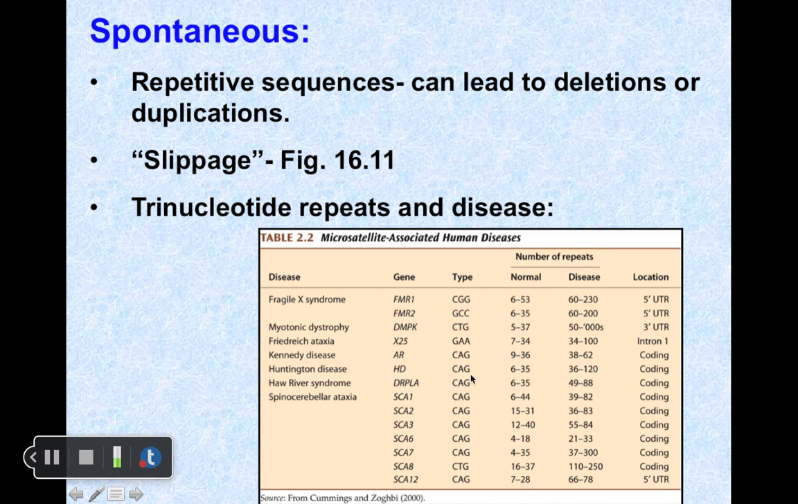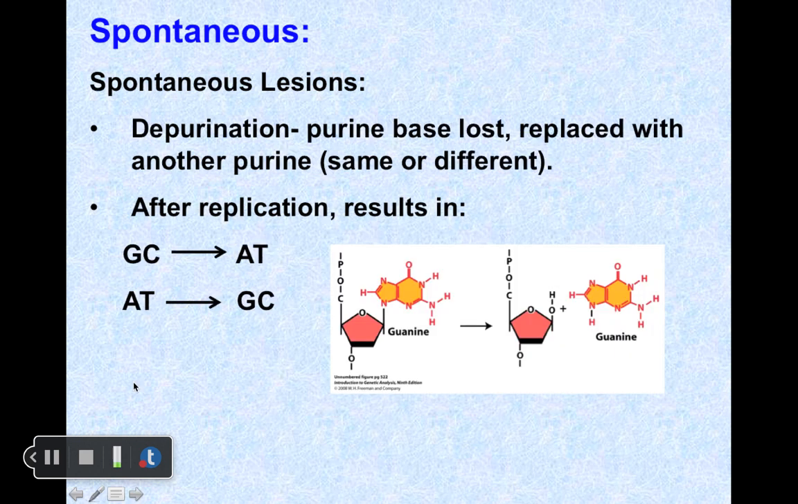So for example, here's Huntington's disease. CAG happens to be the trinucleotide repeat in question. Typically, most people have between 6 to 35 copies of this CAG repeat. However, when slippage occurs in the coding region for a particular gene, individuals with the disease can have anywhere from 36 to 120 copies of that trinucleotide repeat. So again, slippage can have big implications in terms of formation of various diseases.